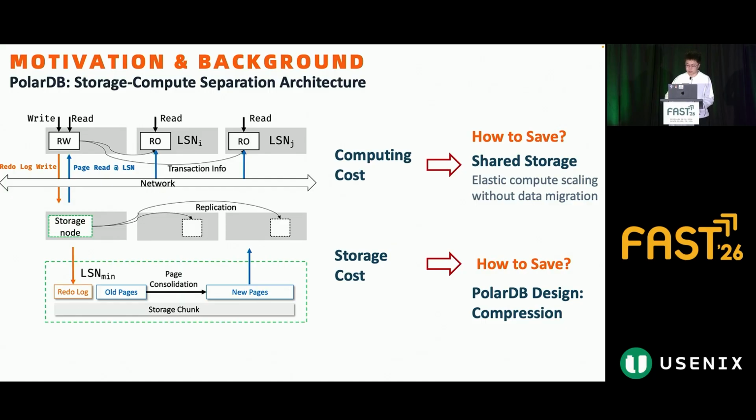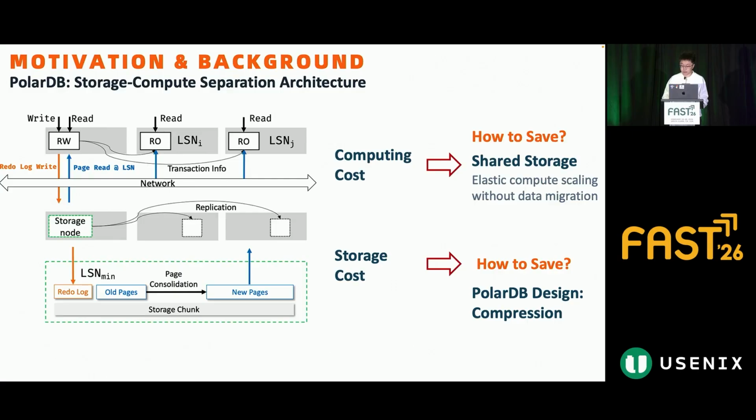PolarDB is a cloud native relational database. It uses storage compute separate architecture. In this architecture, we have a read-write node that handles write requests, multiple read-only nodes for read queries, and a shared storage layer at the bottom. The key benefit of this architecture is the elastic computing scaling. Users can scale computing resources up and down without any data migration. This significantly reduces computing costs.